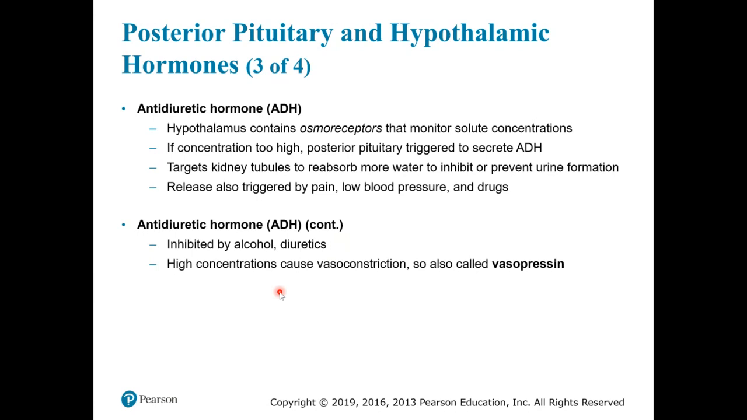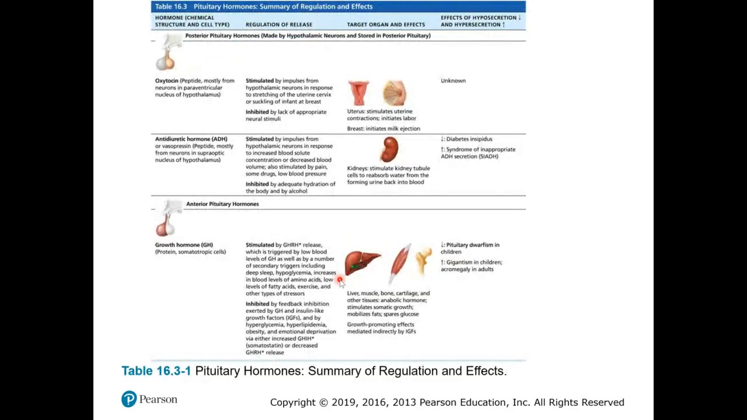And high concentrations cause vasoconstriction. That's another thing that would go to inhibit this vasoconstriction, would also lower blood pressure, hence the term vasopressin. And this diagram is also in your book, which is a good overview of the posterior pituitary hormones.